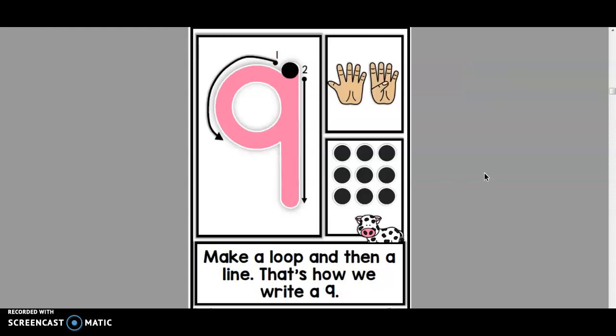Okay, next one is number 9. And this is how we show it with our hands or our fingers. So one whole open hand with 5 fingers and then 4 more. And this is 9 circles or 9 dots. 1, 2, 3, 4, 5, 6, 7, 8, 9. And this is how you can draw it. You can make like a little circle in the air and then a stick coming down. Okay, so that's number 9.